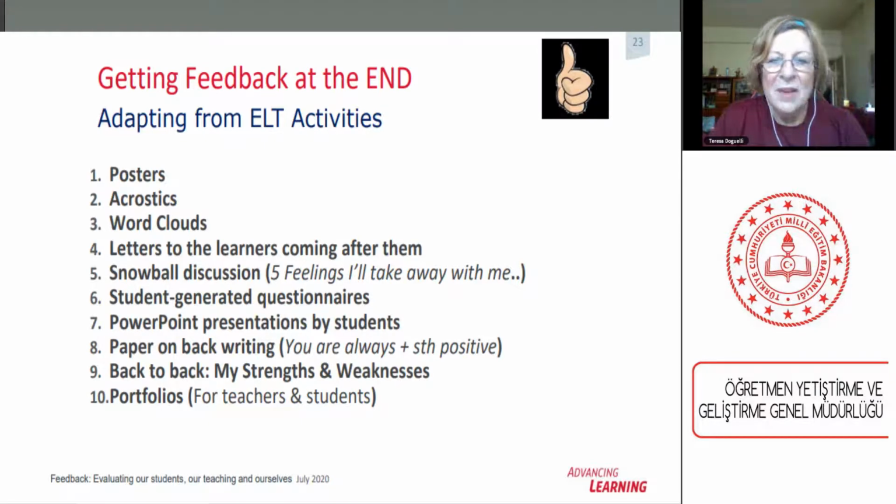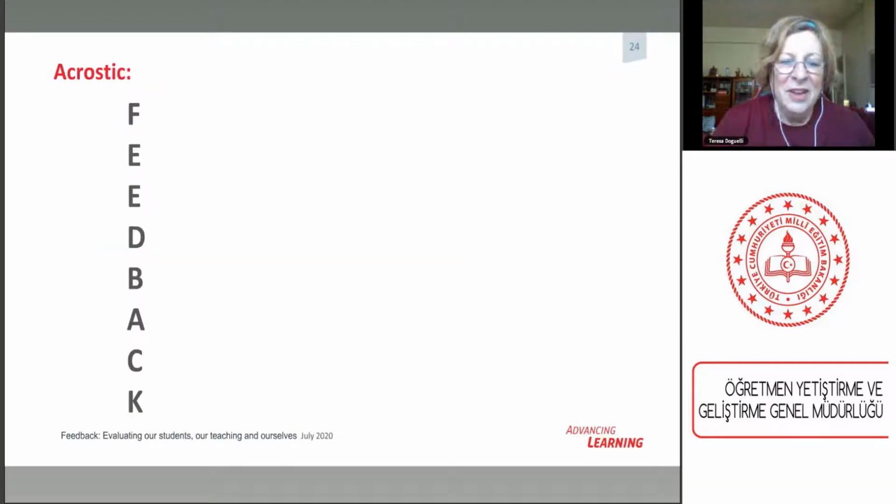acrostics. So an acrostic, if we look at the next slide, that's an acrostic. So for example, just writing that word feedback from top to bottom and asking students to give you a word beginning with F that they remember from, for example, well, we'll do this together with you. Can you think of a word beginning with F to describe today's session?